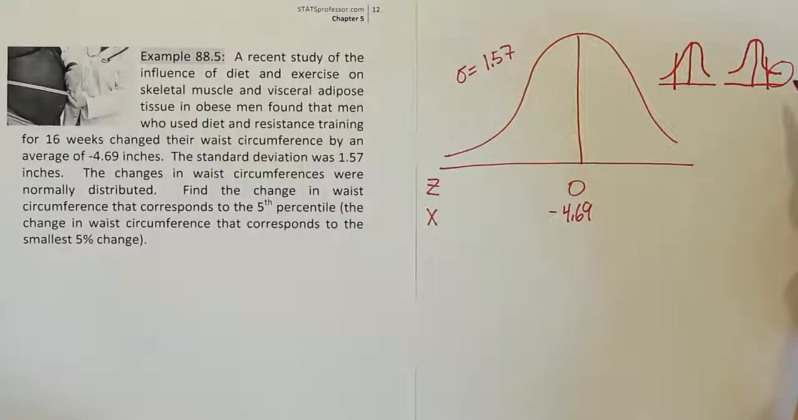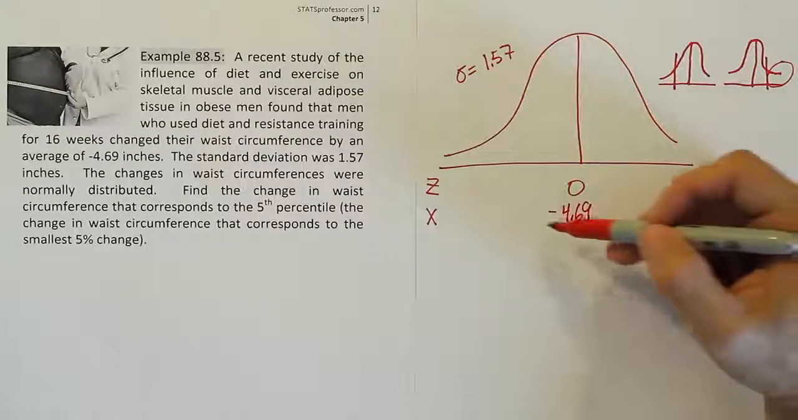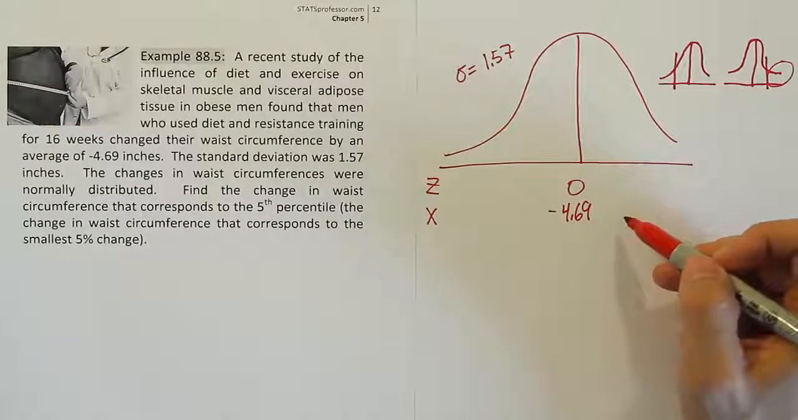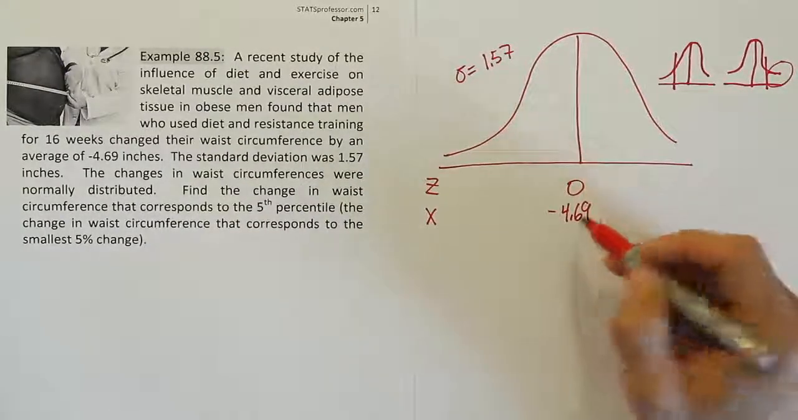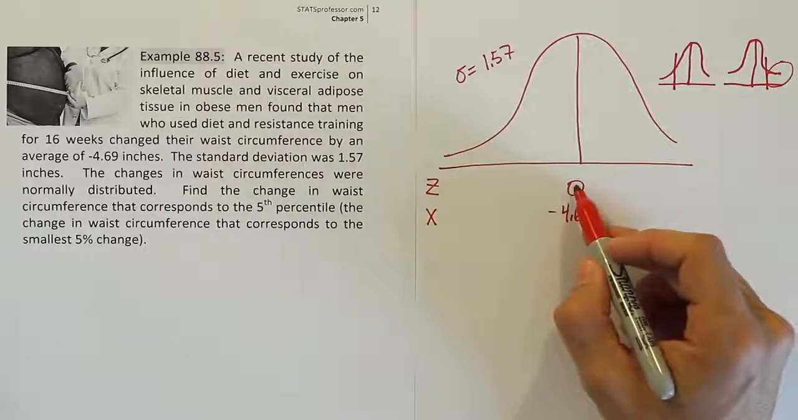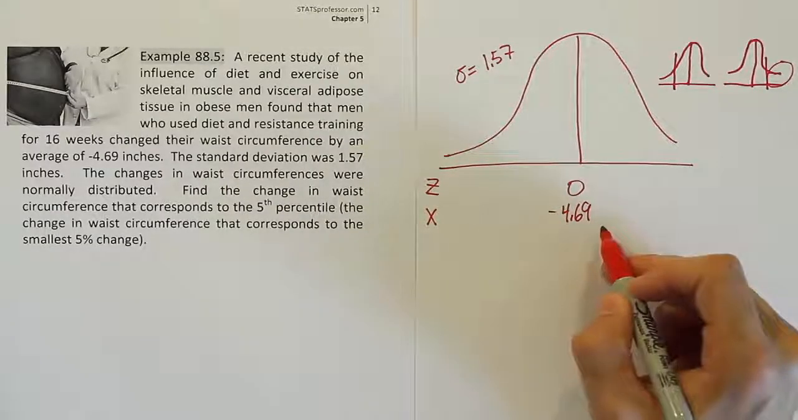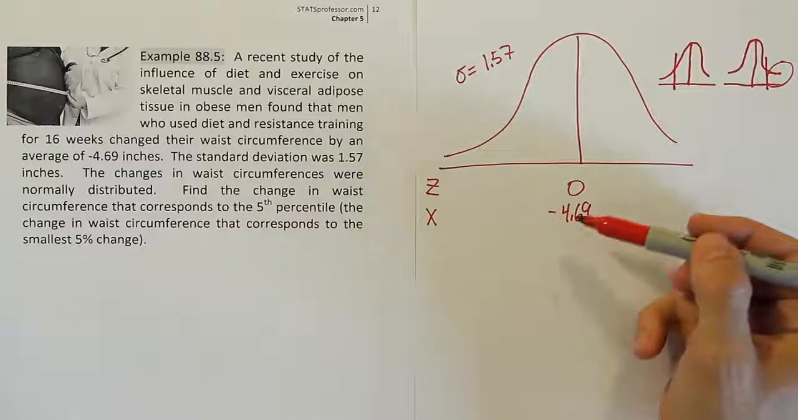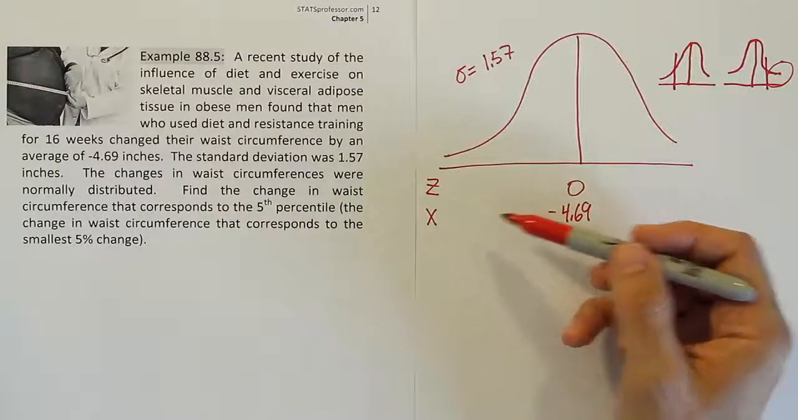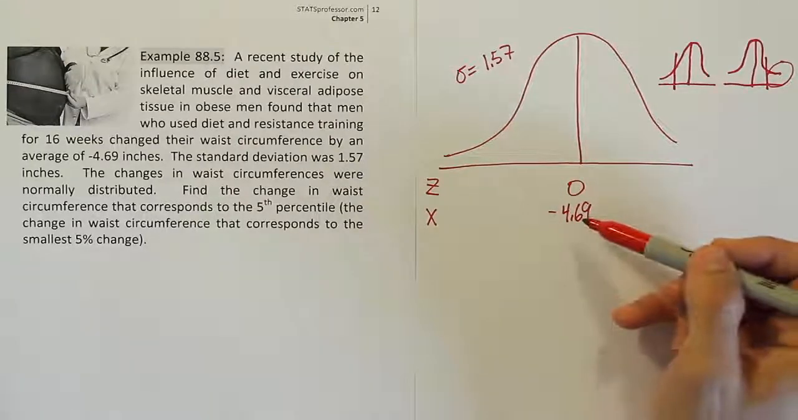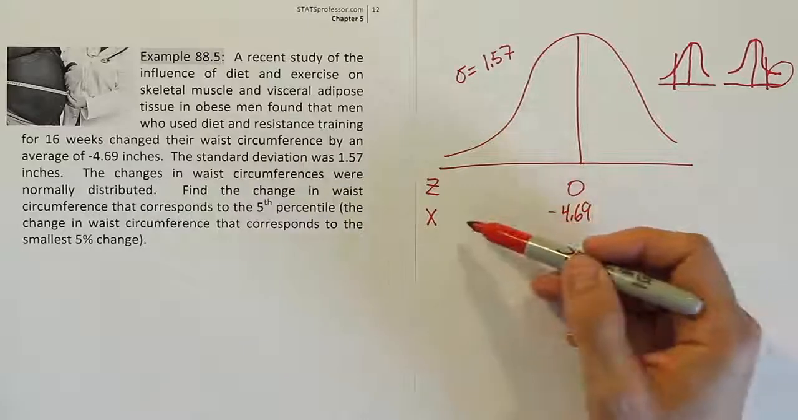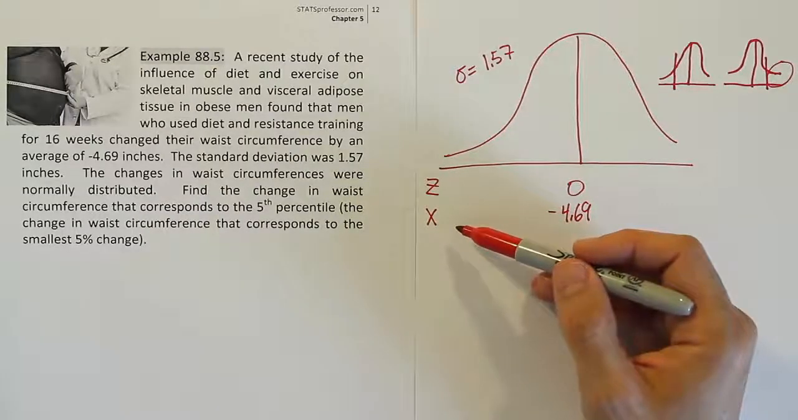So let's think about this carefully, though. This is a tricky problem, and the reason why it's tricky is because of the fact that we have this negative here, a change in waist circumference. So be very cautious here. Let's think about something. Remember, ignore the z-axis for a moment and think about the x-axis only. On the left here, we get more and more negative, right? What does that actually mean if you're more and more negative? Doesn't that actually mean that you're losing more and more waist circumference? You're losing more and more circumference around your midsection, right?